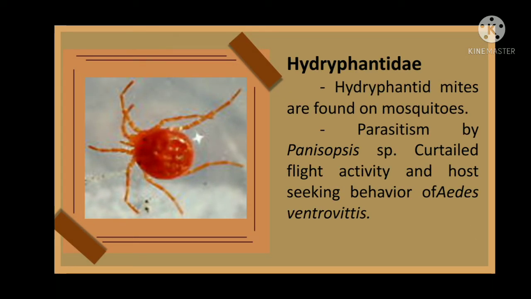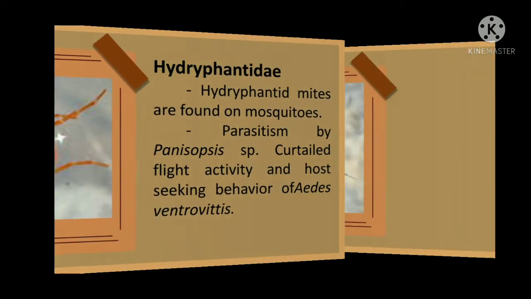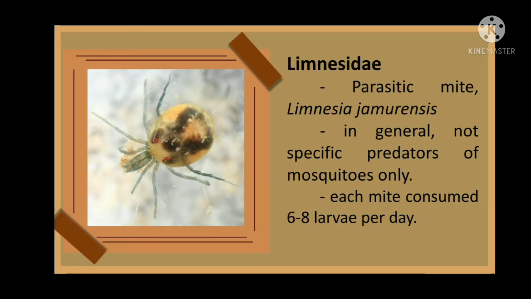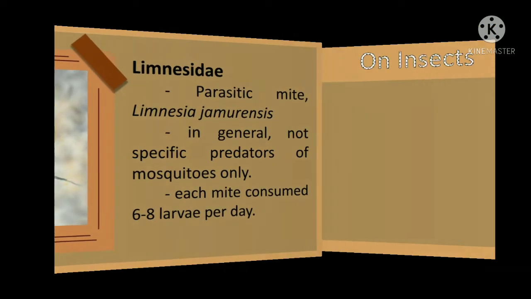Hydryphantidae. Hydryphantid mites are found on mosquitoes. Parasitism by Parathyas sp. curtailed flight activity and host-seeking behavior of Aedes. Limnesiidae. Parasitic mite Limnesia jamurensis. In general, not specific predators of mosquitoes only. Each mite consumes 6 to 8 larvae per day.